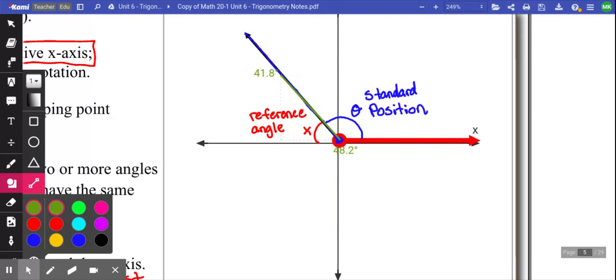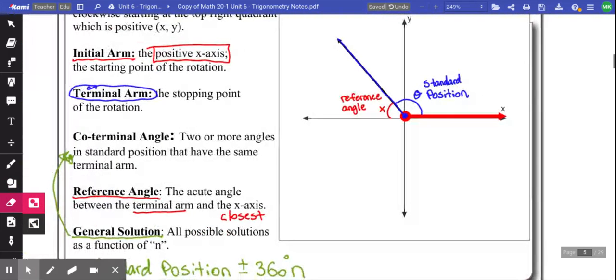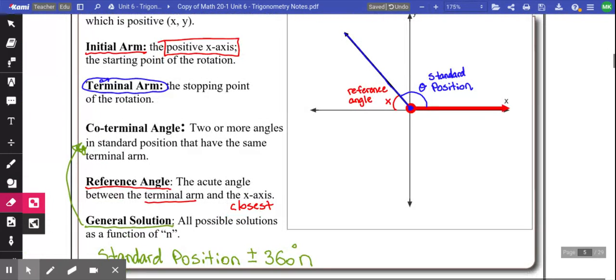I also said subtract 360 because technically you could subtract an angle, which means go the other direction. And if you subtracted a full circle, you would be there. We won't do a lot with our general solution at this point, but just so you have an idea that you can have a lot of coterminal angles here. You can have infinite coterminal angles because you just keep doing an extra spin on your arm.